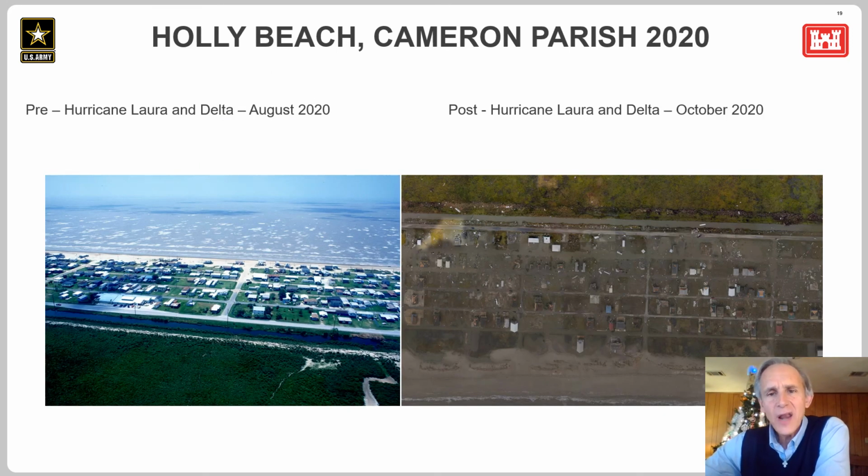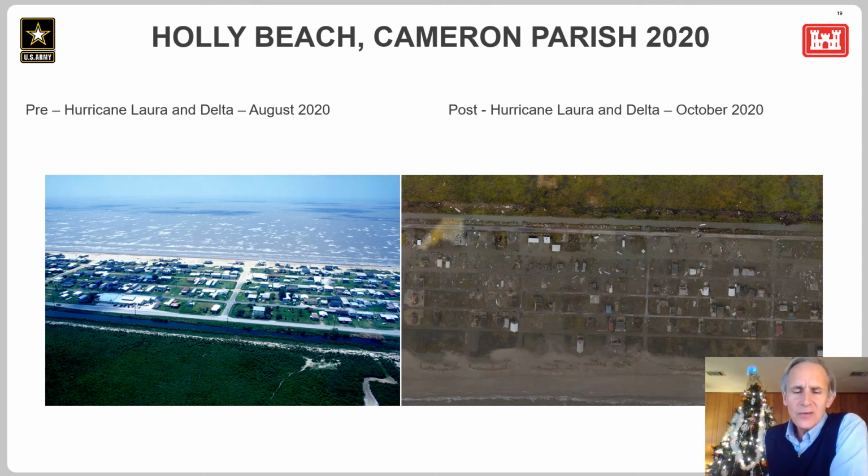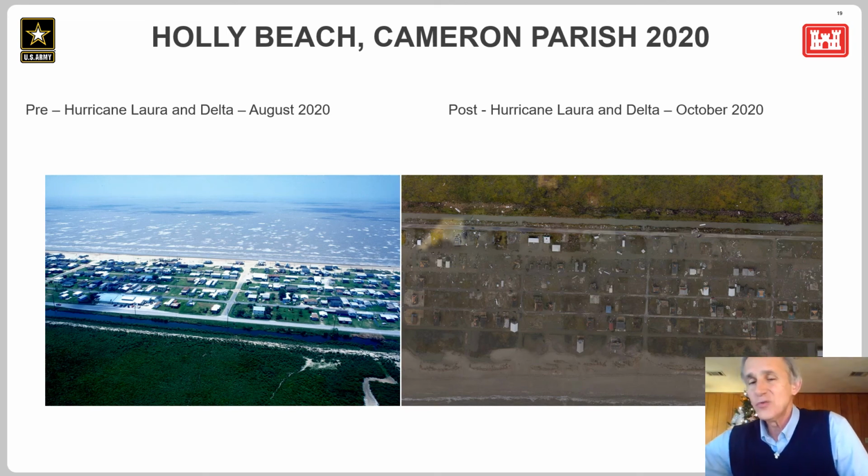And then you look at what happened in 2020. Well, here's Holly Beach. You can see the structures are back. People in Louisiana do not like to leave. They live by the water, and that's where they want to stay. And so here comes Laura and Delta, and this is the way the area looks in 2020. So it's interesting to even study how many storm events before you make the decision to retreat, or do you return?